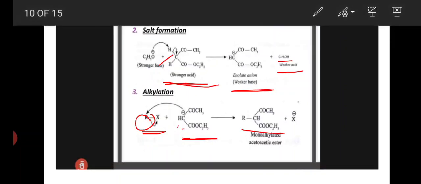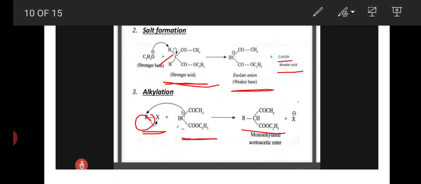Next is salt formation. When ethyl acetoacetate reacts with strong bases, for example sodium methoxide, salt is formed. Ethyl alcohol is eliminated and sodium enolate anion is formed. This salt is a weaker base.